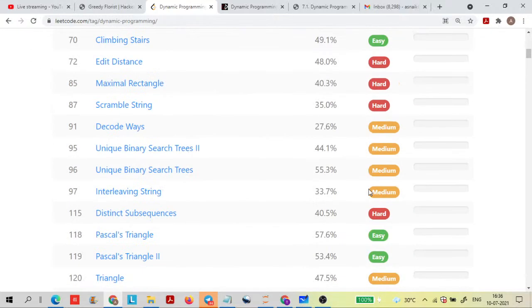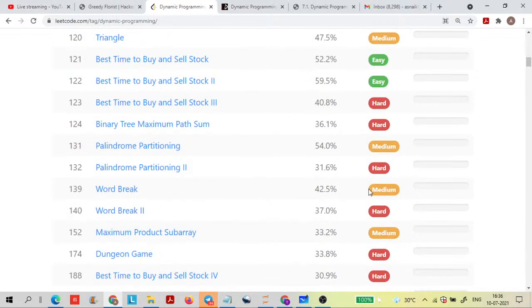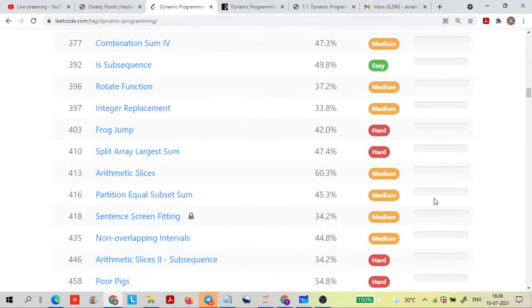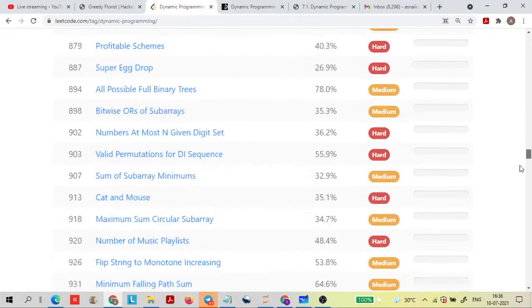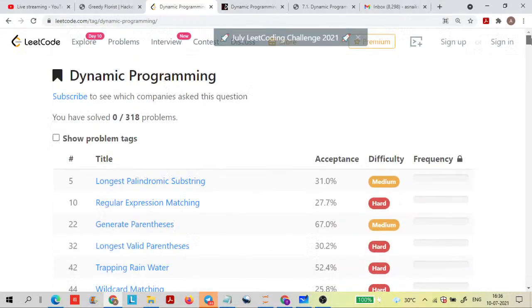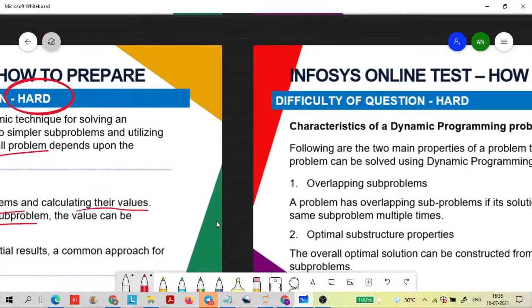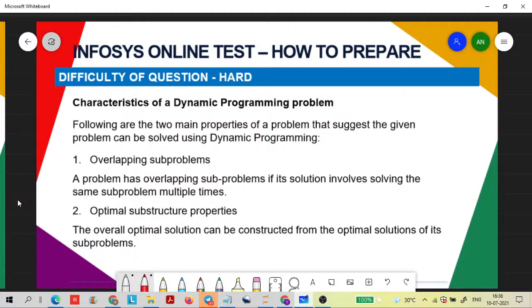Okay, so dynamic programming based questions for Infosys. Even for HackWithInfy also the same pattern. There will be 3 questions: easy, difficult, and medium level. Okay, so these are the various types of questions that are available in the LeetCode platform, so that you can refer. Then how to prepare for this, as I already told, you can go through platforms like LeetCode, HackerRank, HackerEarth for the preparation.